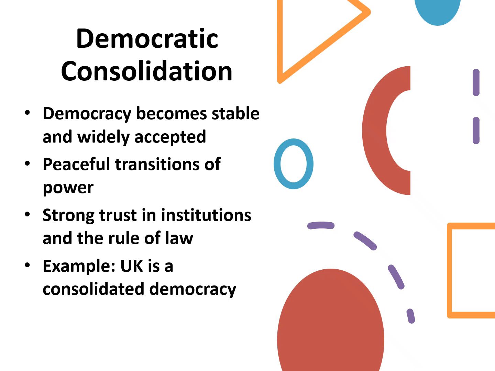Signs of consolidation: peaceful transfer of power. So an election happens, someone new gets elected, that person comes in peacefully. There doesn't have to be any fighting over it. Trust in democratic institutions that they're going to do what's right, and adherence to the rule of law. The UK is our consolidated democracy in this class. Strong, peaceful transfers of power when a new prime minister is chosen. Mexico is still consolidating. They're getting there, working hard.